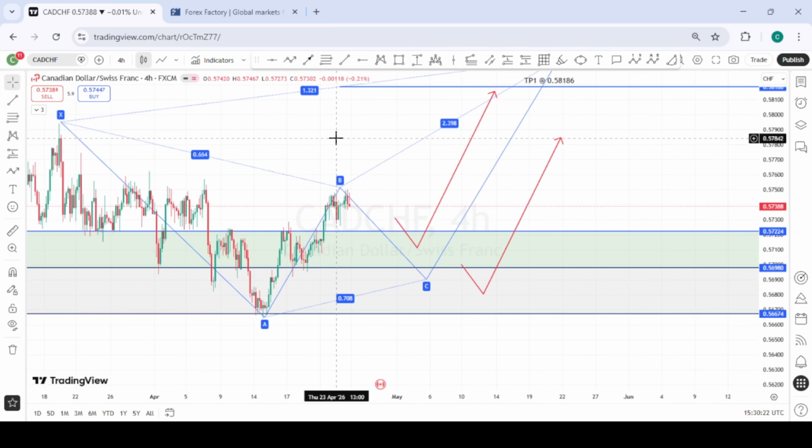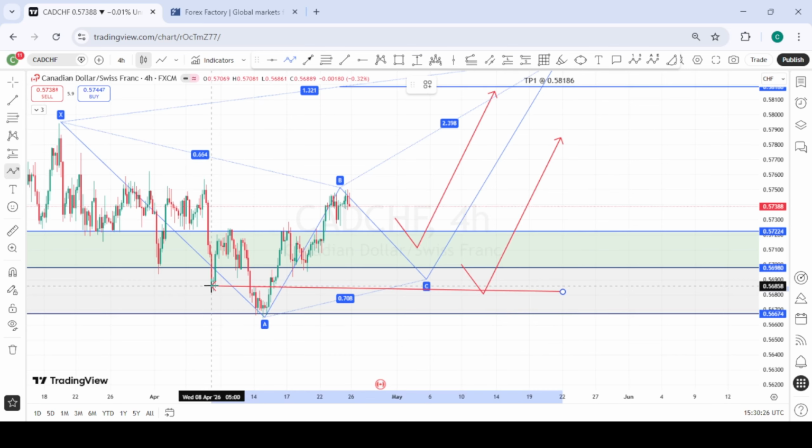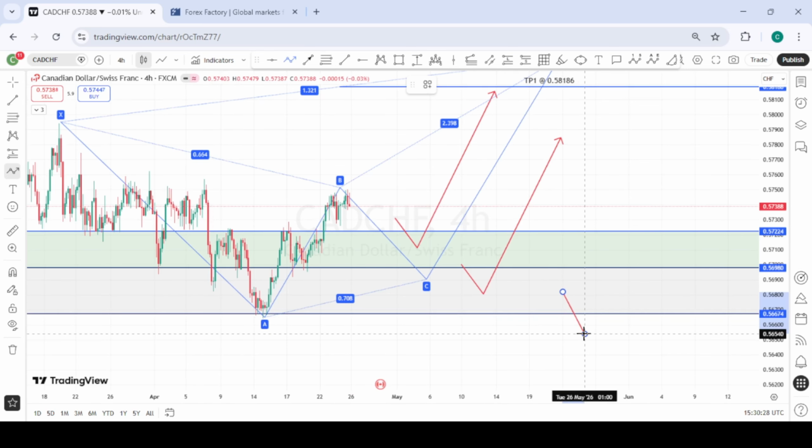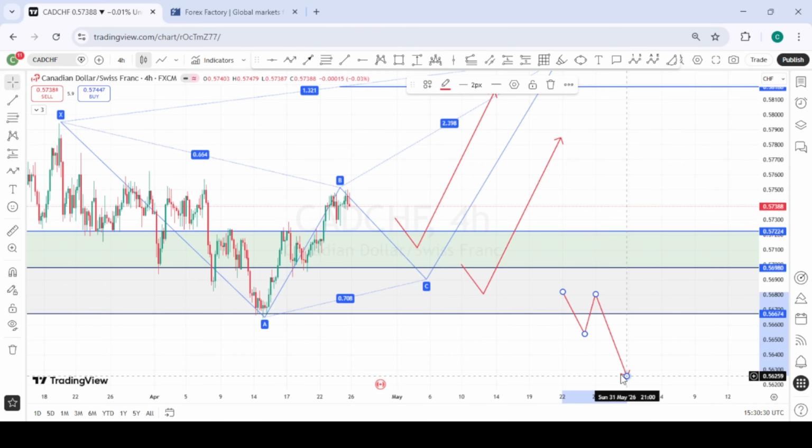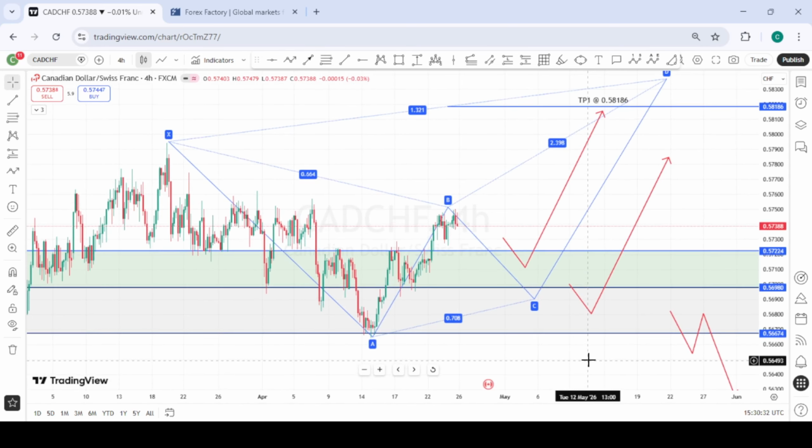This can also be invalidated or shift extremely bearish if price comes all the way to break this daily structure over here and move to the downside. So our current bias for CADCHF is going to be on the bullish side for the coming week.